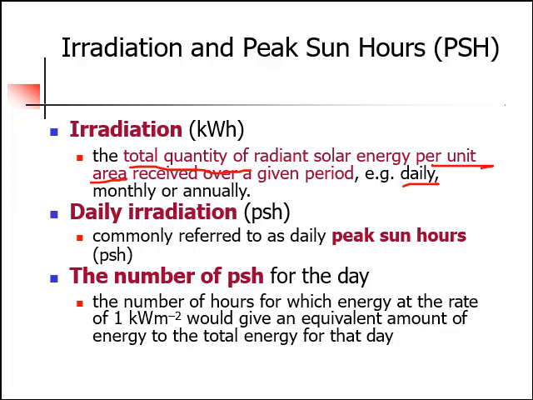Another important factor is peak sun hour, which in short is called PSH. This PSH is the number of hours for which the solar irradiation is reaching at the rate of 1 kilowatt per meter square, and 1 kilowatt is considered as one sun, right? We have seen in the previous slide 1 kilowatt is one sun. So for how many hours and how do we measure it, we are going to see in the next slide.